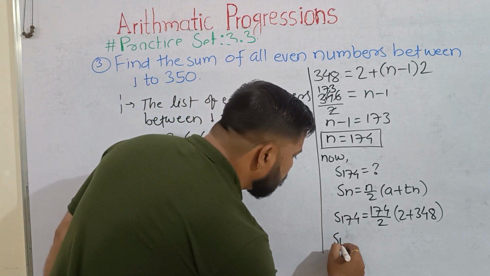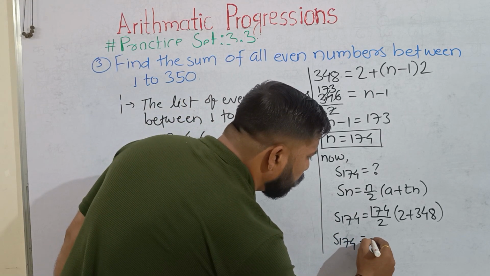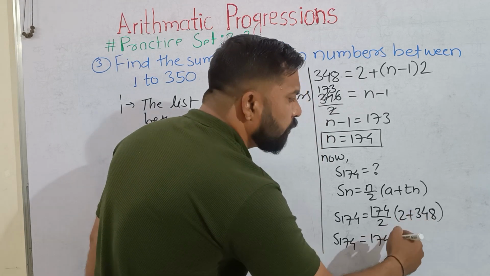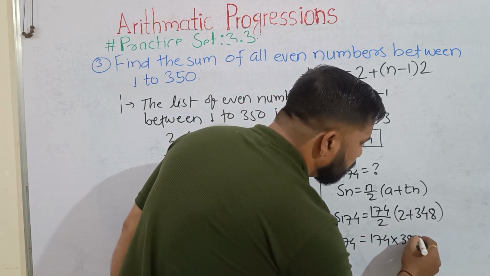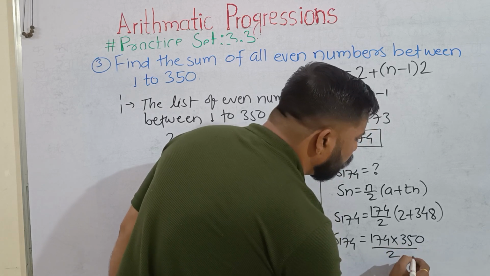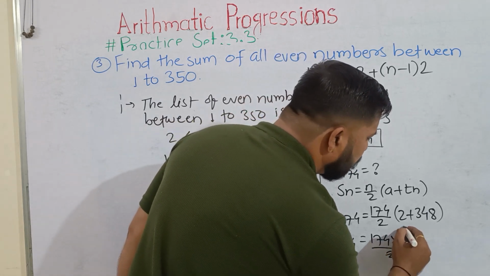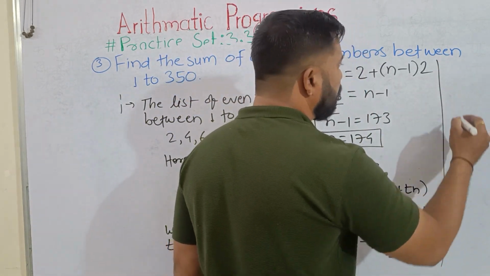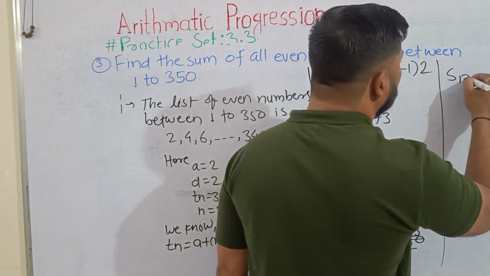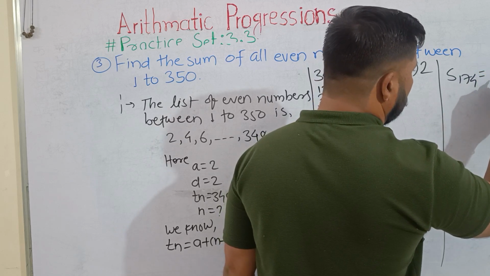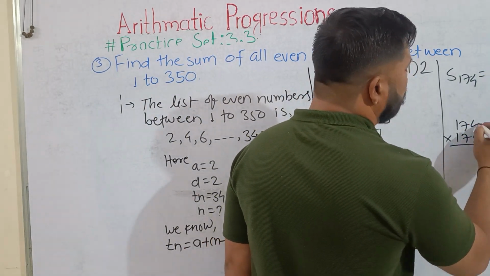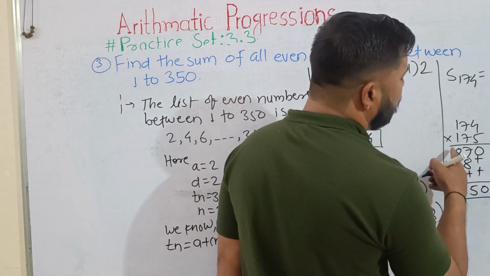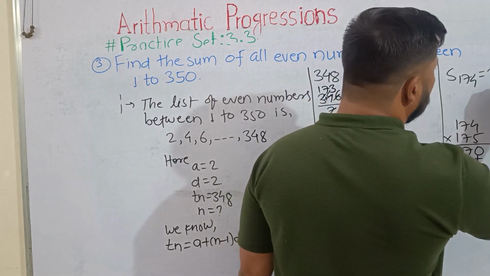So S174 is equal to 174 into, what is it? 350 by 2. 2 ones are 2 and it is 175. Yes, S174 is equal to, what is the product? We have to find 174 into 175. 5 4 70, 35, 37, 1 8, 7 4 78, 49, 51, and 7 7 12. And then 170, 2 has 0, 5, 10, 14, 9, 10, and it is 3, 3, 0.